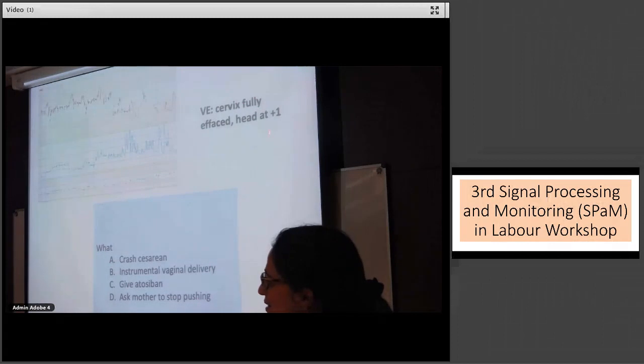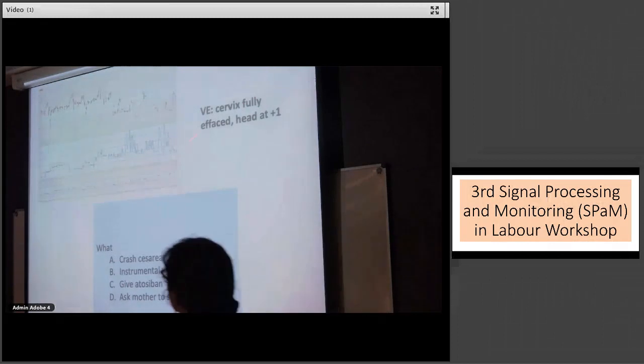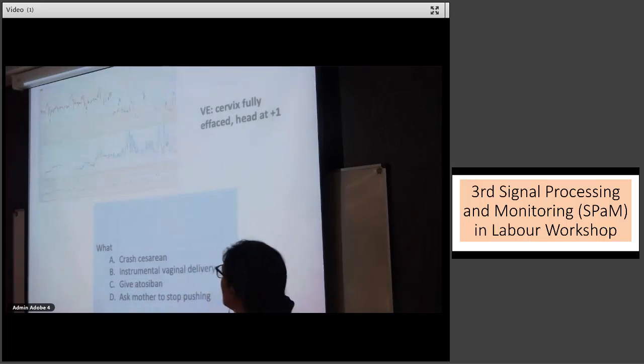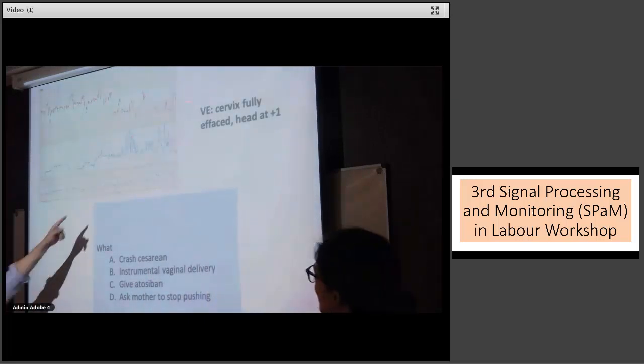But notice there's no progress. Yeah, exactly. That's what I was saying. The station was exactly the same. Yeah, but it's only something like 10 minutes per pass. So no progress in 10 minutes, I think. Yeah.